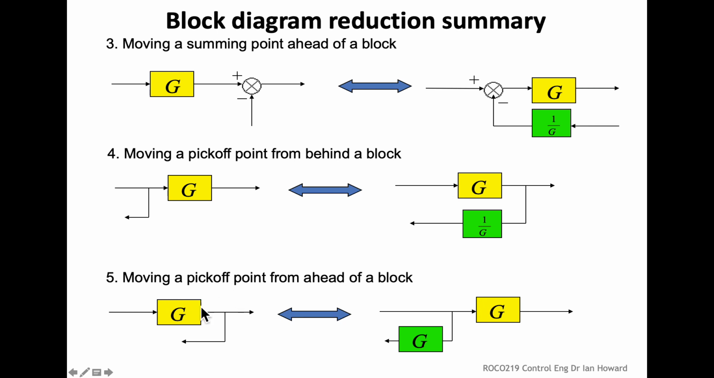Again, we're picking off something that was ahead of a block and we want to move backwards. We see that the value coming through here that we're picking off is getting scaled by G. So if we want to take it off before the G, we've got to account for the fact that we've now got to scale it as well. Otherwise we don't get the same value.